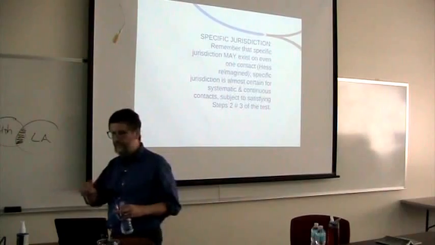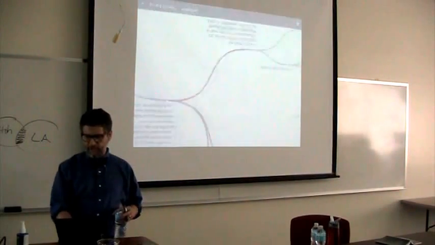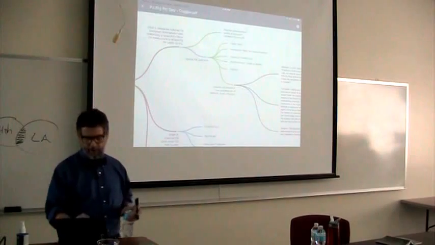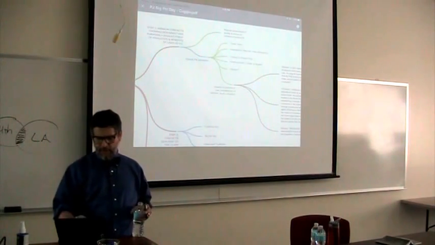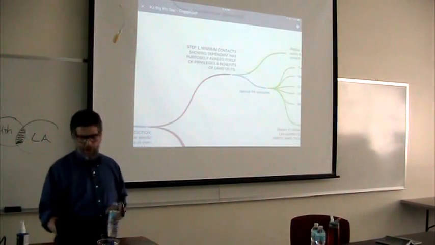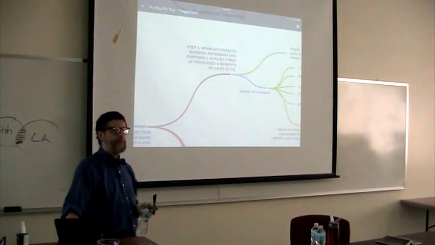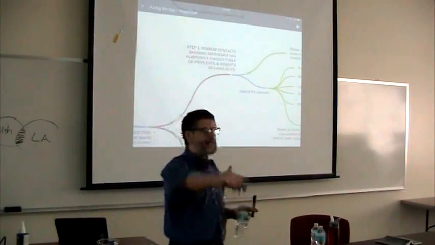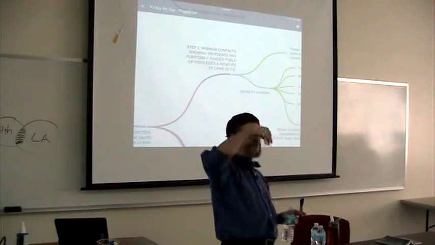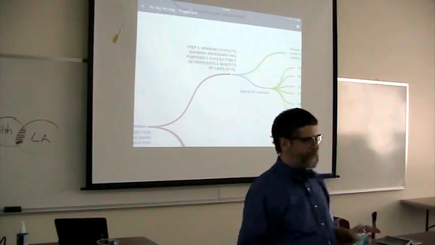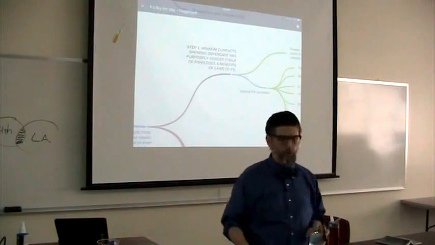Well, let's go through the 3 steps for specific jurisdiction, which I'm going to try to do fairly quickly. There are a lot of steps to it because it branches off. First, the 3 steps. Step 1, okay, minimum contact showing purposeful availment. Think purposeful availment. Some act by the defendant where they've reached out to the forum state. They've made a voluntary act that reaches out or makes a contact with the forum state.